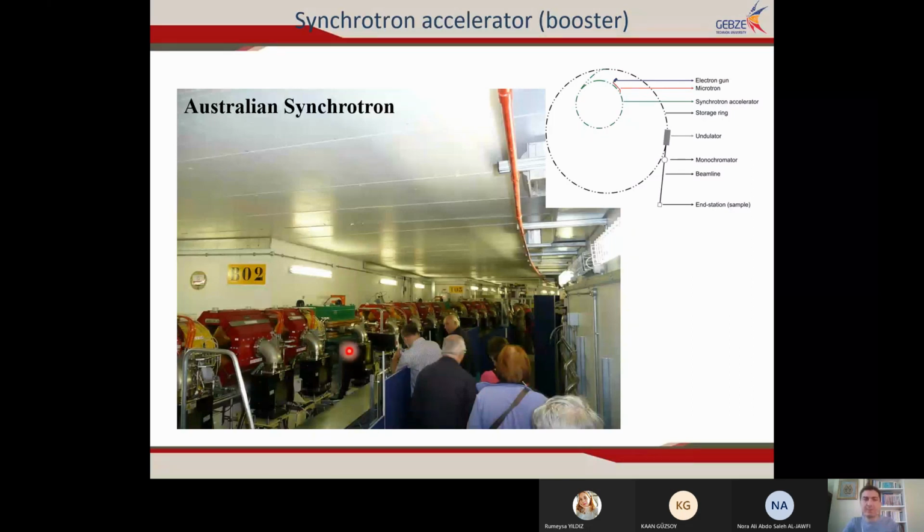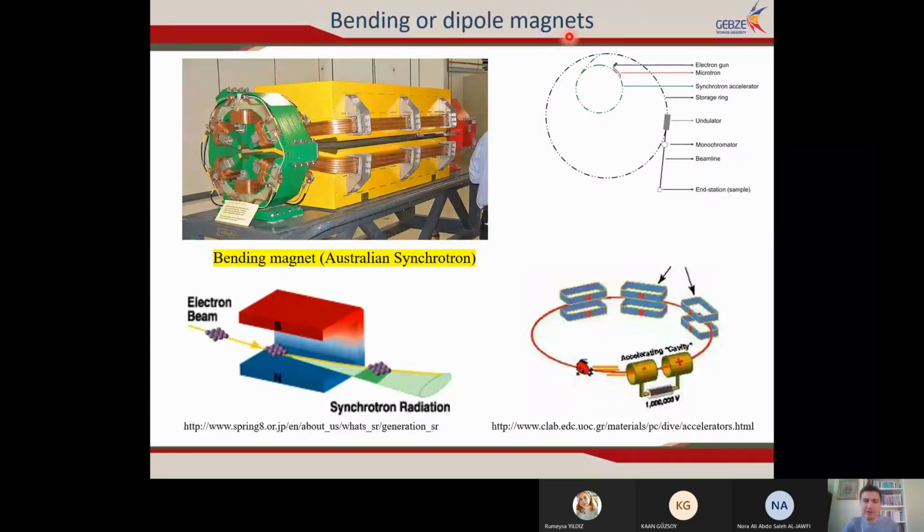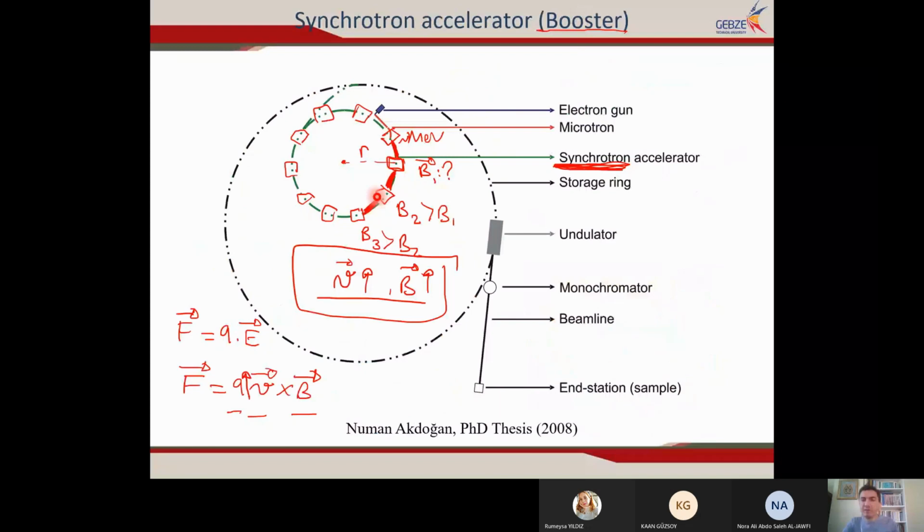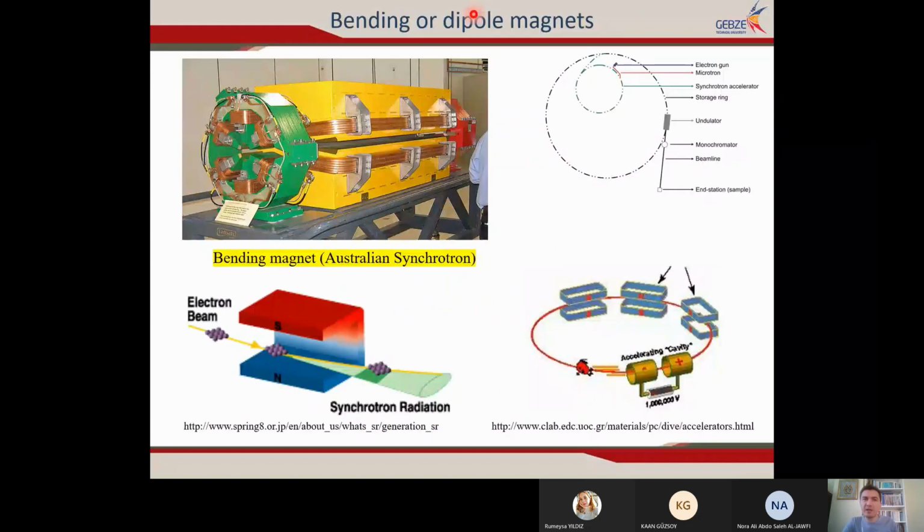So now let me continue with the bending or dipole magnets. So as I told you here in the booster part, in order to keep the electrons in a circular orbit, we are using magnetic field. We are using magnets, okay, dipole magnets or bending magnets. We are also using magnets within this bigger ring, storage ring, okay, in order to keep again the electron beam in this circular orbit. So what is the bending magnet or dipole magnet? Dipole means two poles, okay? First pole, second pole, this is dipole magnet or bending magnet.